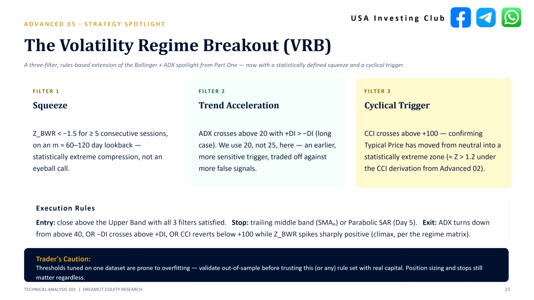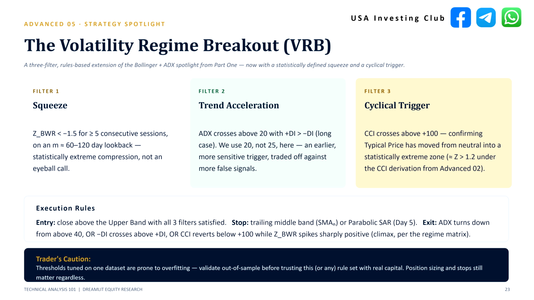Let's turn all of this into a concrete, rules-based strategy. The volatility regime breakout, a 3-filter extension of Part 1's Bollinger plus ADX spotlight, now with a statistically defined squeeze and a cyclical trigger layered on top. Filter 1, the squeeze. Z sub BWR below negative 1.5 for at least 5 consecutive sessions on an M of roughly 60 to 120 days, a statistically extreme compression, not an eyeball call.